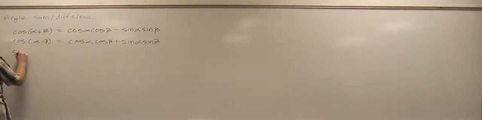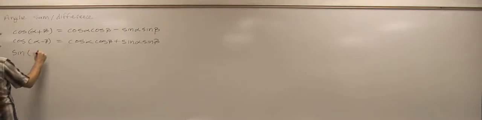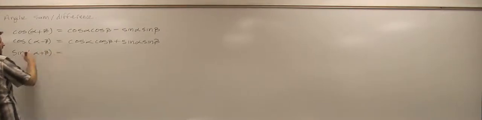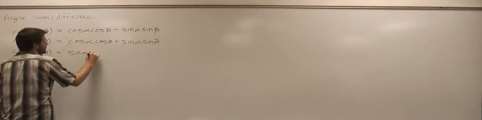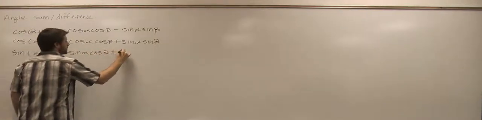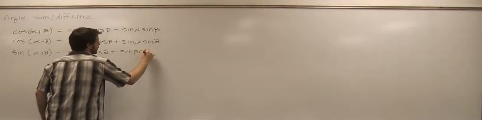And then there were the sine formulas, which were the ones I messed up. So sine of alpha plus beta is sine alpha cos beta plus sine beta cos alpha.